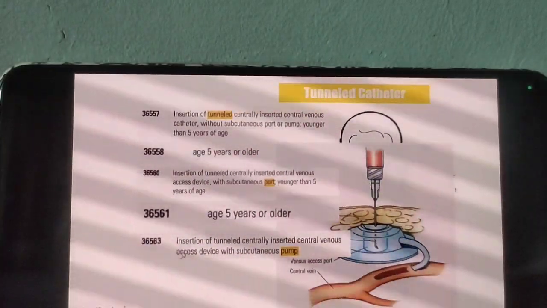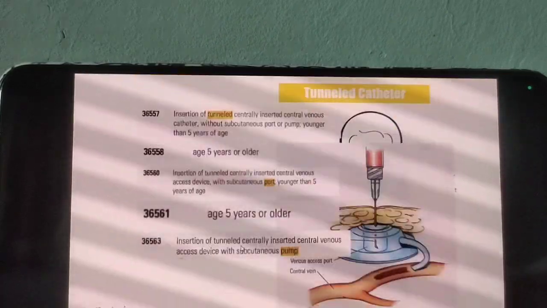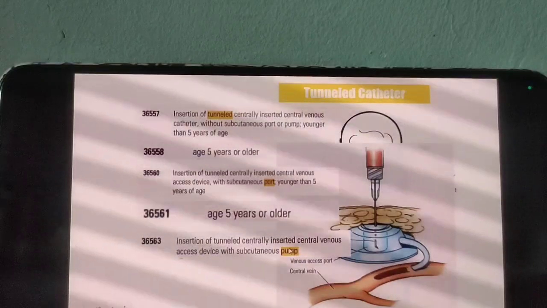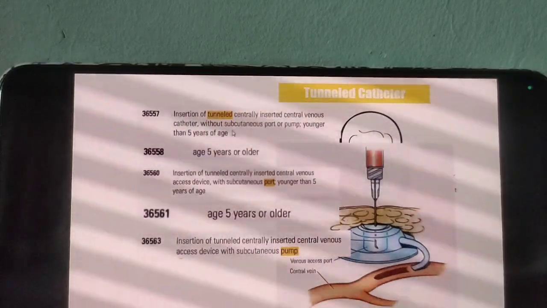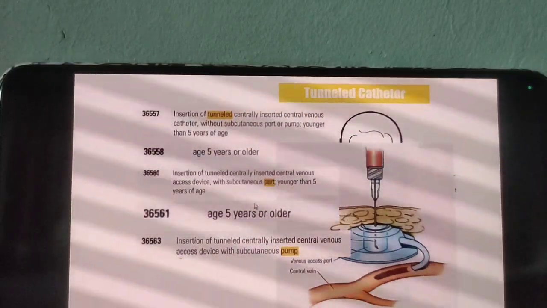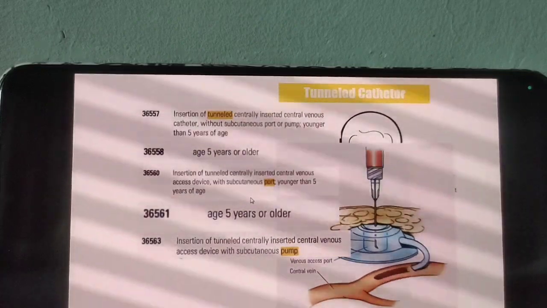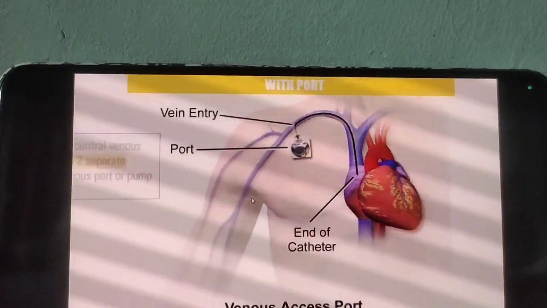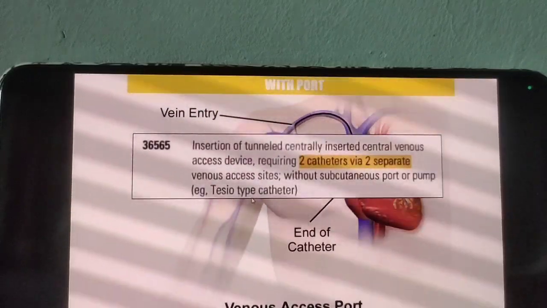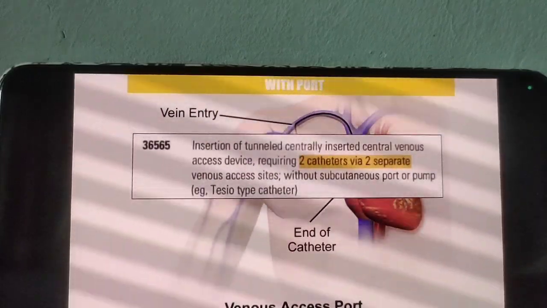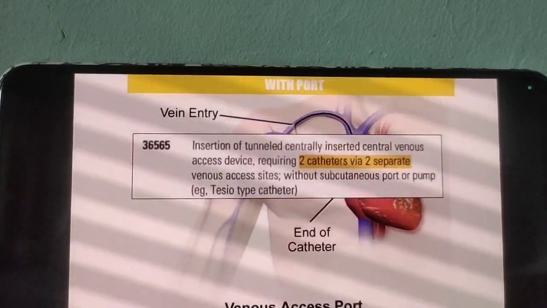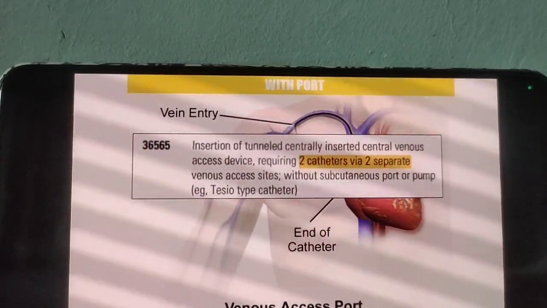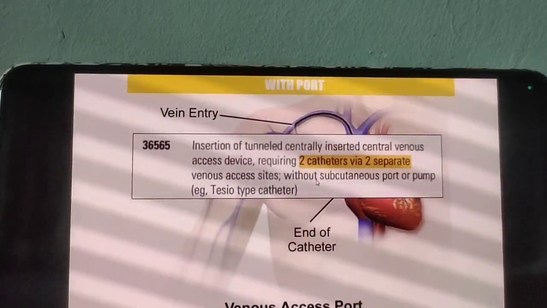Then see that 36563 is for with the pump, CICC, centrally inserted central venous catheter. The above two are for without the port or pump, then the below code sections are for with the port and with the pump. First you have to check whether the catheter is CICC or PICC, next tunneled or non-tunneled, then whether a port or pump is inserted or not.